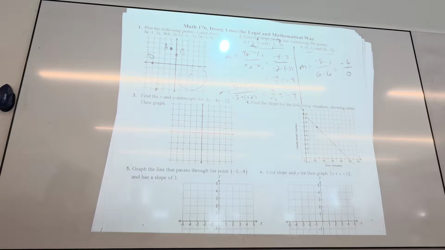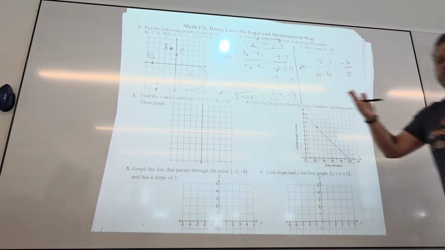Did anybody ever have a teacher call it infinite slope, anybody? Alright, if you don't like infinite, call it undefined, because that's correct.